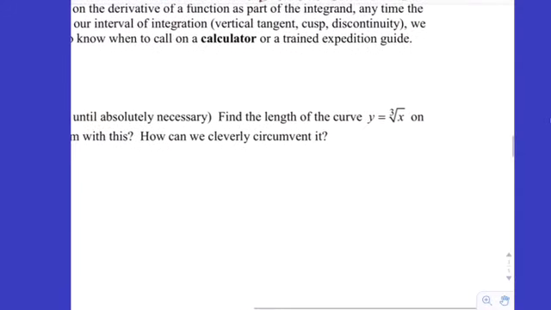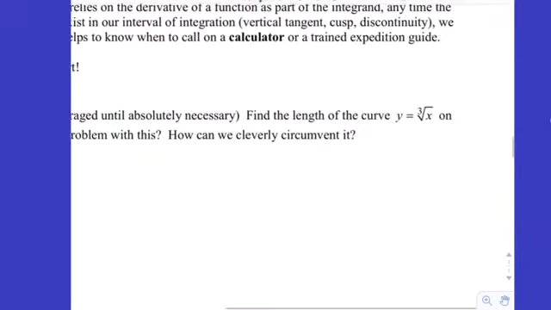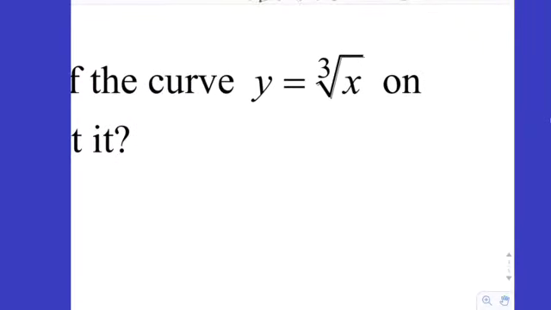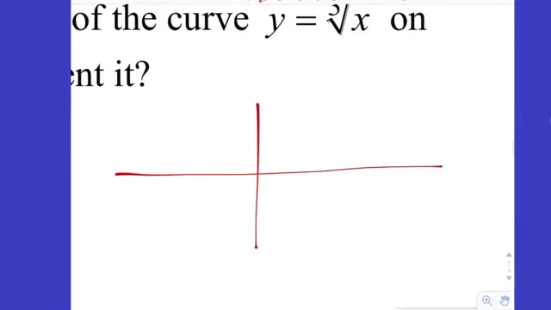Okay, I got it. Find the length of the curve of y equals cube root of x on the interval from -8 to 8. All right, so quit reading. Let's go ahead and do that. The cube root of x is one of our parent functions. Should be. That is the inverse of x cubed.